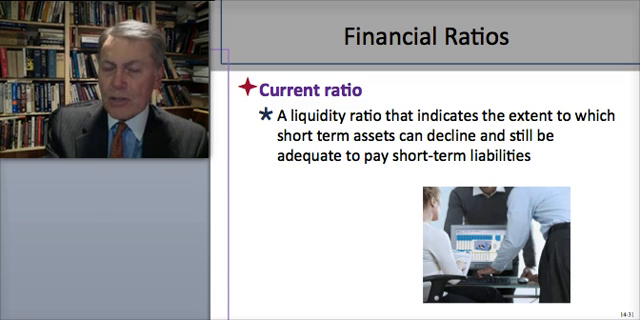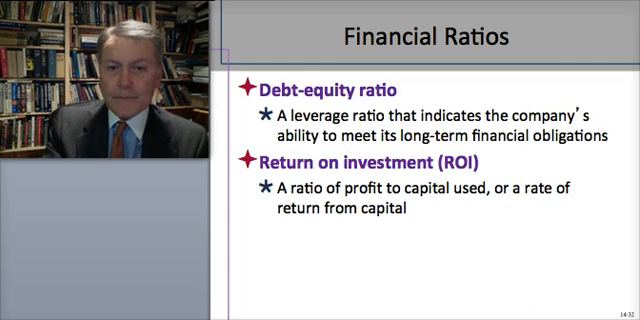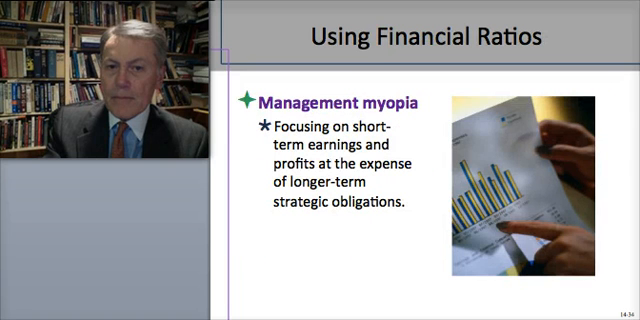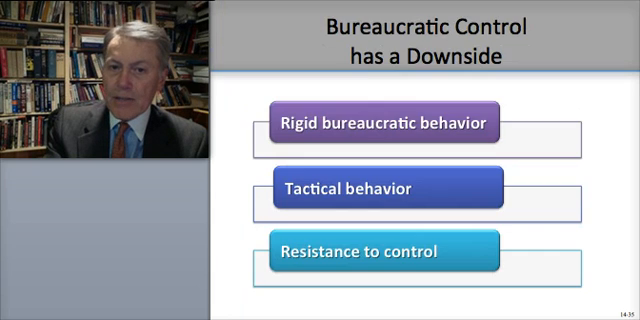There are some financial ratios. A current ratio is a liquidity ratio that indicates the extent to which short-term assets can decline and still be adequate to pay short-term liabilities. Debt equity ratio is a leverage ratio that indicates the company's ability to meet its long-term financial obligations. Return on investment, ROI, is the ratio of profit to capital used, or a rate of return from capital. Now, how do we use these financial ratios? Management myopia is focusing on short-term earnings and profits at the expense of long-term strategic obligations.